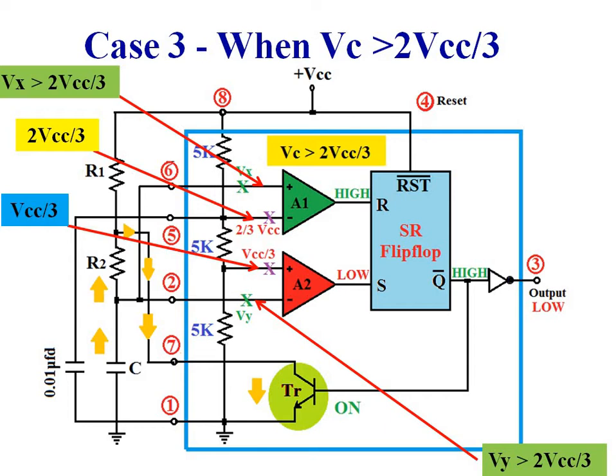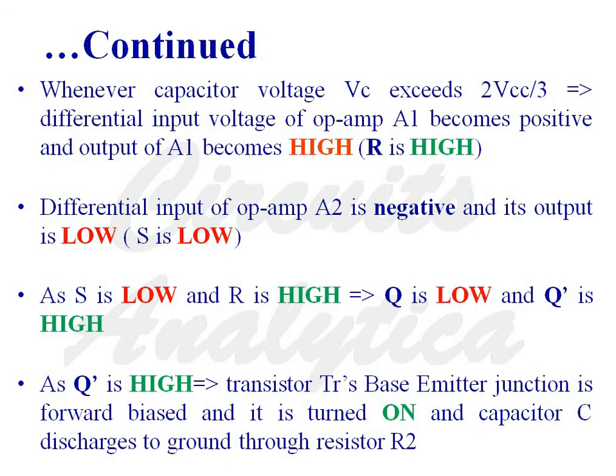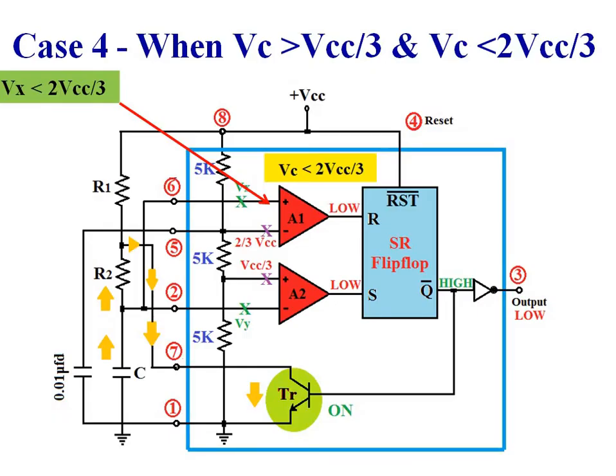As Q bar is high, transistor TR base emitter junction is forward biased. So transistor TR is in the on condition. So capacitor starts to discharge through resistance R2. So capacitance starts to discharge and voltage across the capacitance is between VCC by 3 and 2 VCC by 3. Capacitor voltage is greater than VCC by 3 but less than 2 VCC by 3.